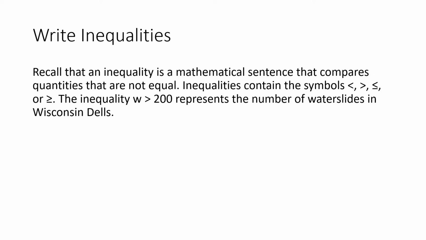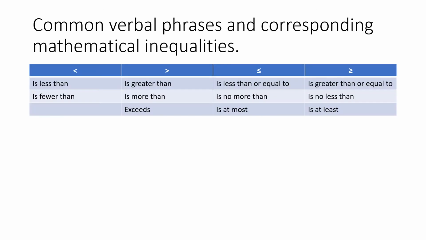So recall that an inequality is a mathematical sentence that compares quantities that are not equal. Inequalities contain the symbols you can see there: less than, greater than, less than or equal to, and greater than or equal to. The inequality W > 200 represents the number of water slides in Wisconsin Dells. It just tells us that the number of water slides is greater than 200 in the Wisconsin Dells. Okay, so that's how we translate sentences into inequality expressions.